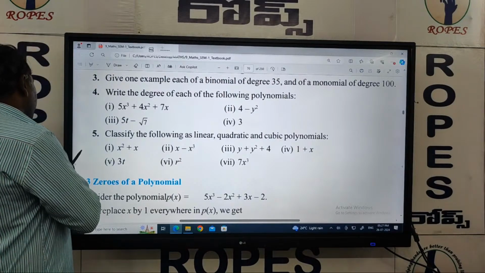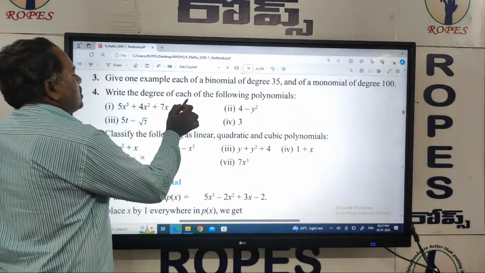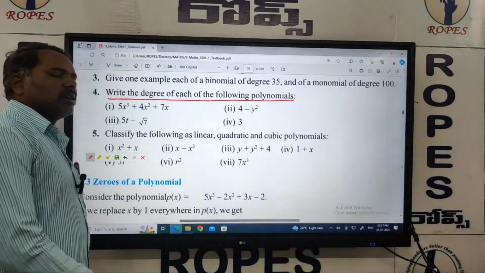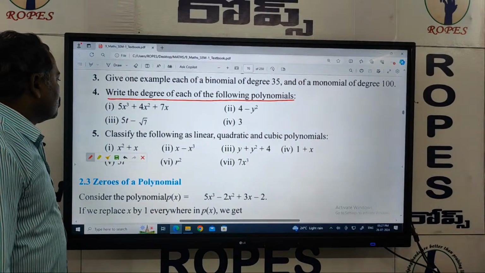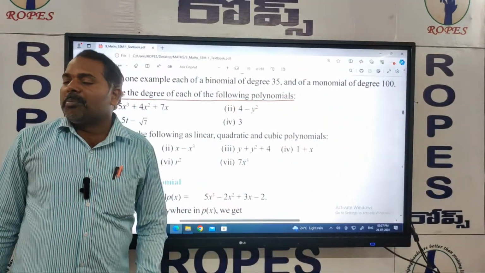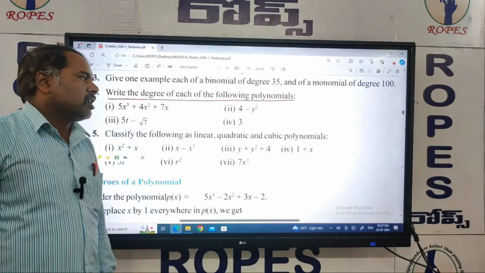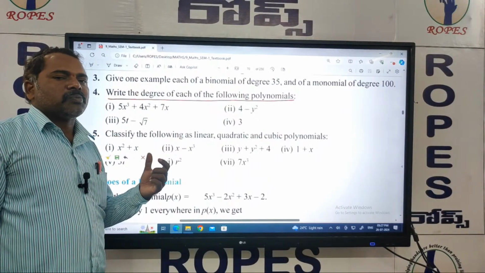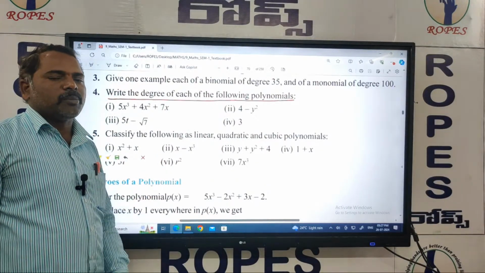See, write the degree of each of the following. So in the fourth question, we should write the degree. In our previous class, we learned that if there is a polynomial with different degrees, the highest exponent is called the degree of the given polynomial.